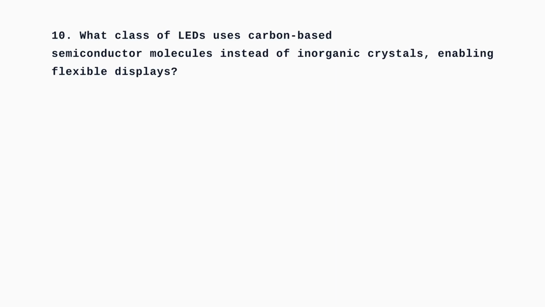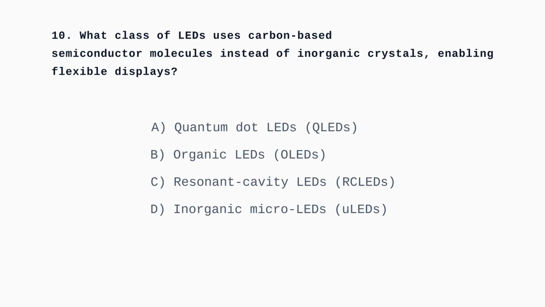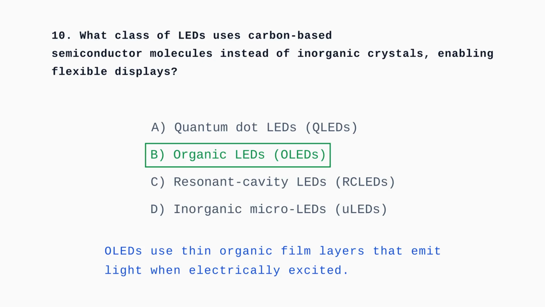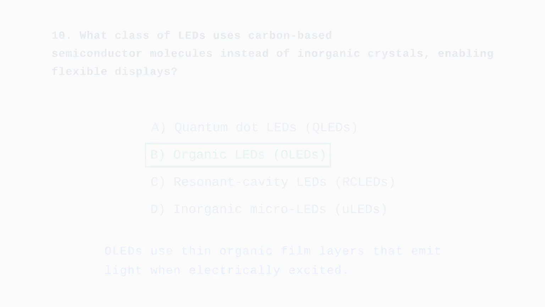Question 10. What class of LEDs uses carbon-based semiconductor molecules instead of inorganic crystals, enabling flexible displays? Organic light-emitting diodes utilize carbon-based molecular films. Their thin, flexible profile makes them ideal for high-resolution bendable displays.